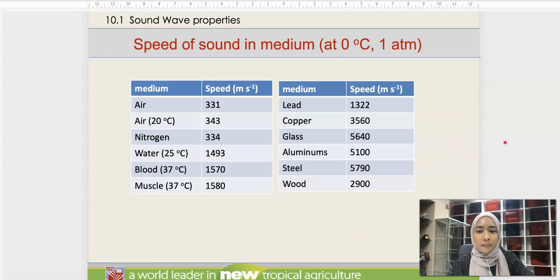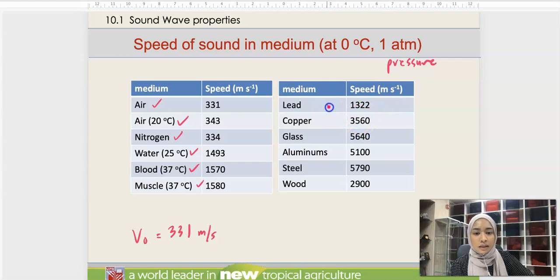Okay, so next, the speed of sound in various mediums at 0 degrees Celsius at 1 atm. Atm is pressure. This is like the standard, as people say. Earlier we had the standard, which was the speed of sound in air, 331 at 0 degrees. So these are the other constants of the speed of sound in various mediums. We have air, and air at 20 degrees, nitrogen gas, water, blood, muscle. You don't have to memorize this, just showing it to you. Lead, copper, glass, aluminum, steel, wood.